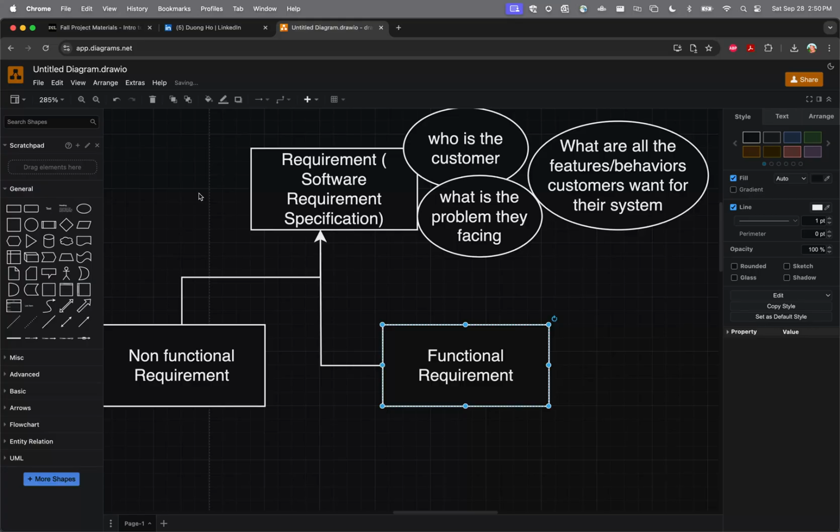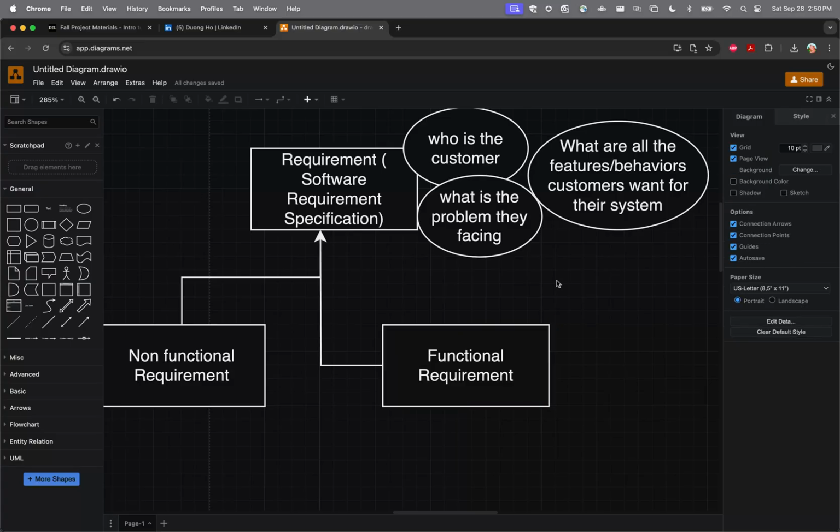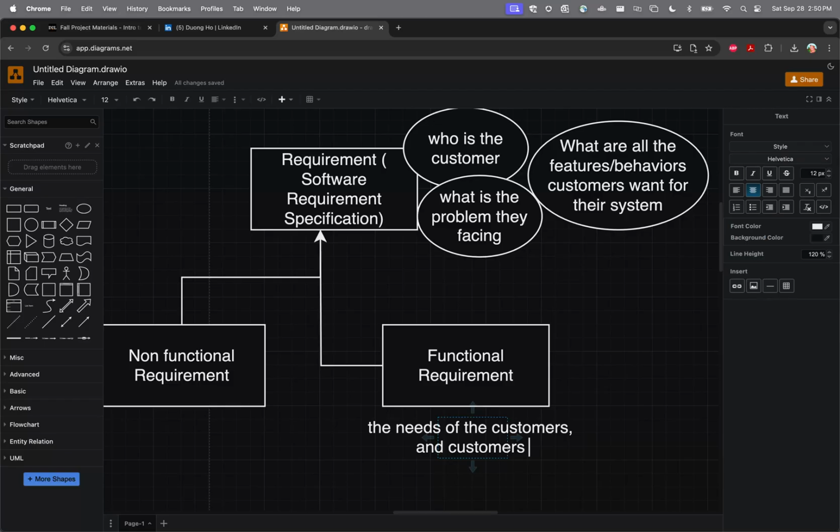What are functional requirements? Functional requirements are behaviors that the system needs to have, and those are verifiable, meaning the customers themselves can test function number one, function number two, and see if the behavior is what they expected. Those are known as functional requirements. These are the needs of the customer, and the customer can easily verify them.